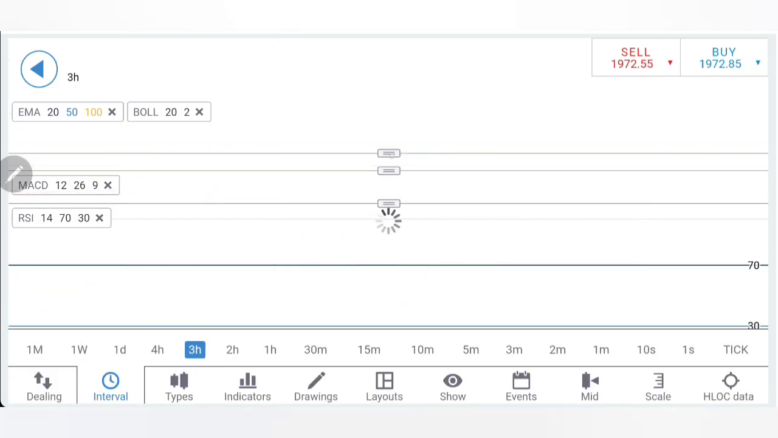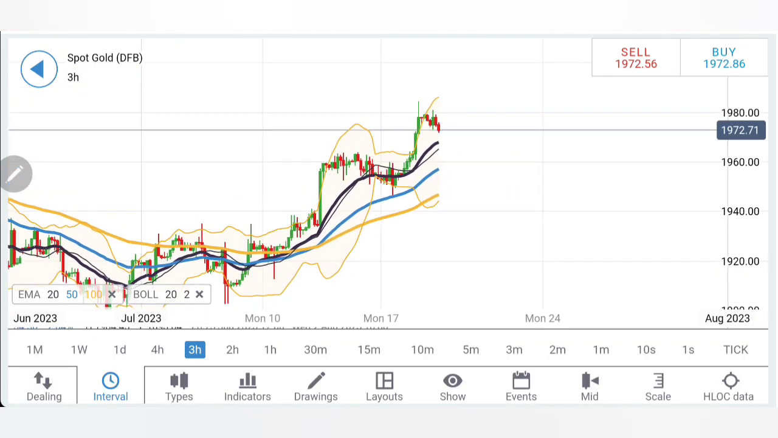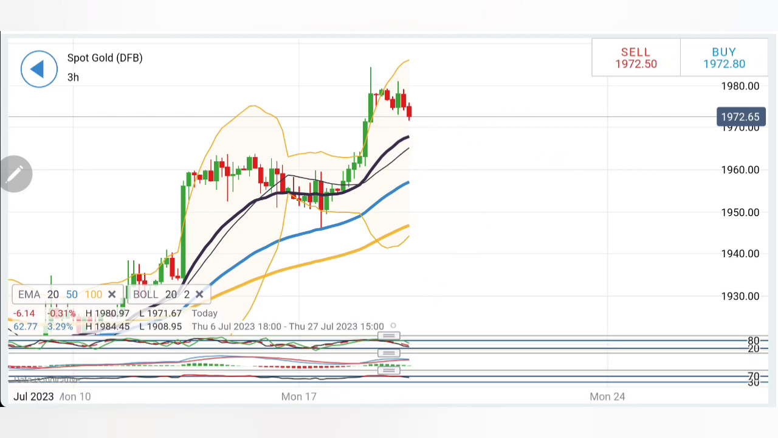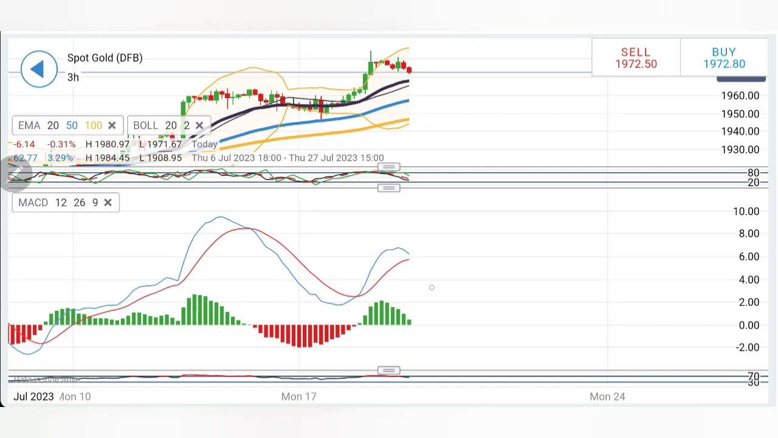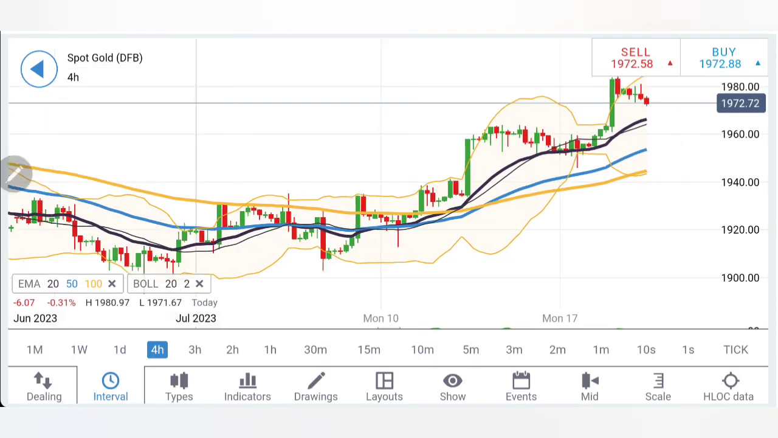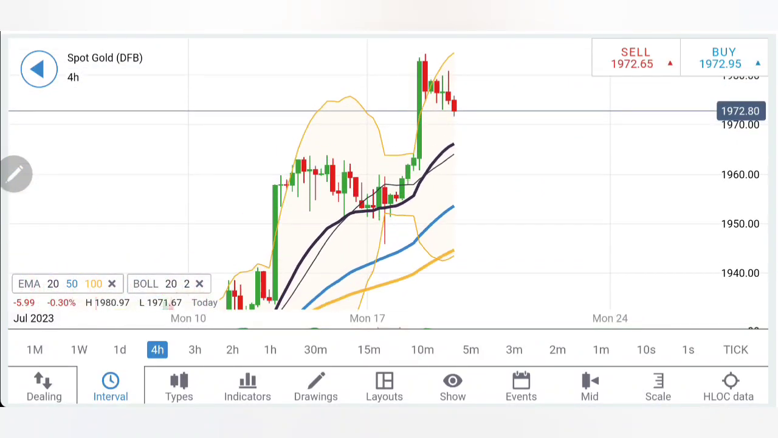RSI looking down. And on the 3-hour charts also, see on the 3-hour charts, moving averages are almost stagnant here, and you can see the prices are diverging from the moving average. Possible convergence towards these levels can happen. Stochastic has dropped here. The MACD is willing to crossover for a sell here. RSI is looking downwards, and on the 4-hour charts, a similar observation.